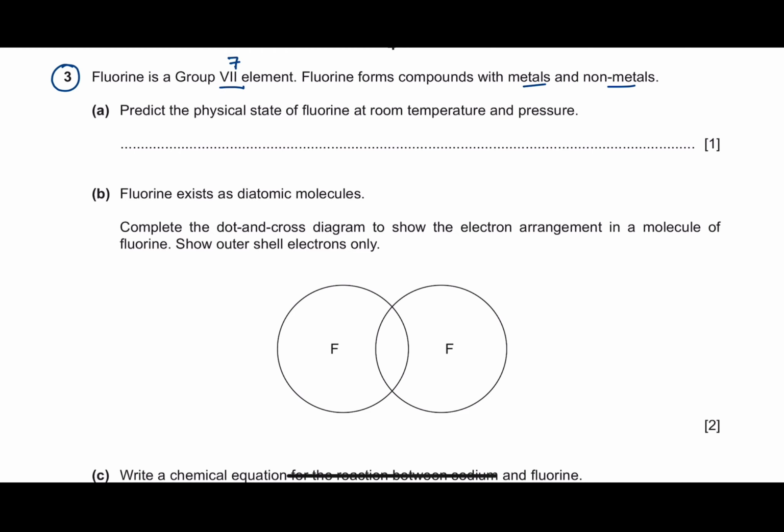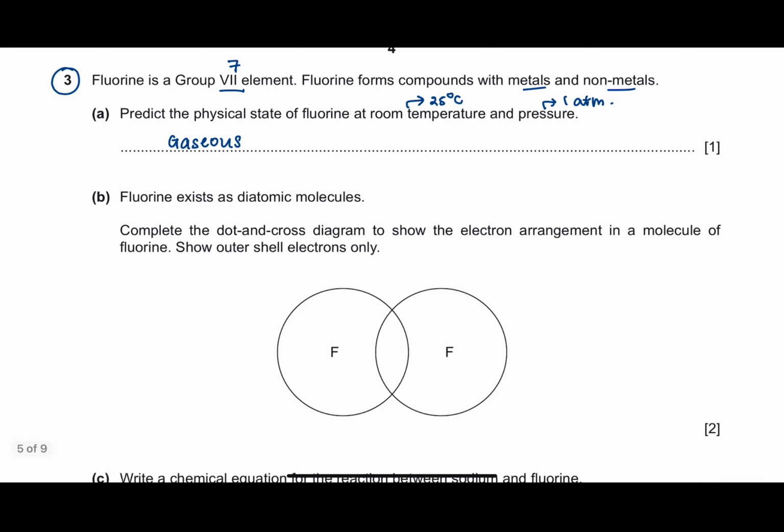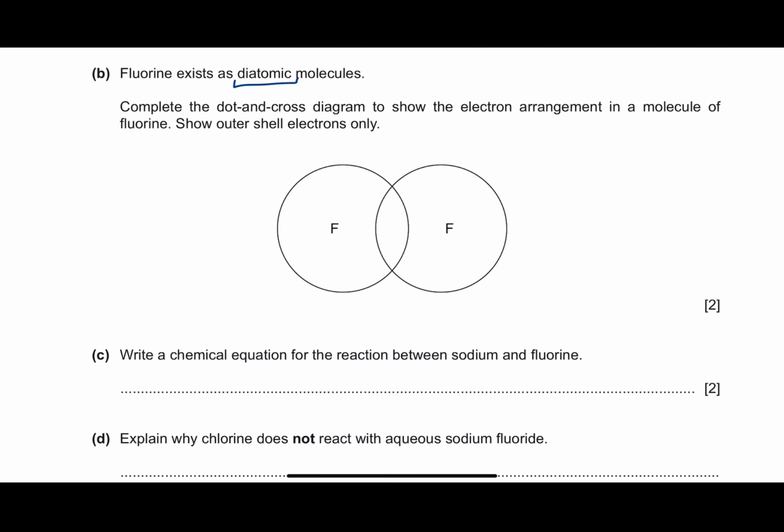Now typically room temperature means somewhere about 25 degrees Celsius, and room pressure is 1 atm. Now fluorine is a gas at room temperature. As it goes down the group, it will turn into liquid and solid. B. Fluorine exists as diatomic molecules. Diatomic molecules mean that you typically find 2 atoms together, something like this. And group 18 elements are usually called monoatomic molecules. Complete the dot and cross diagram to show the electron arrangement in a molecule of fluorine.